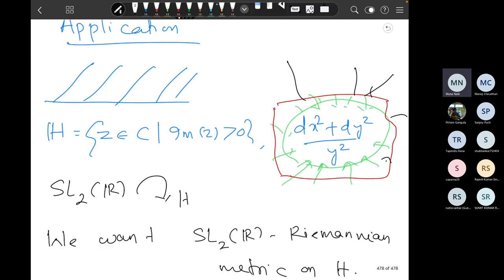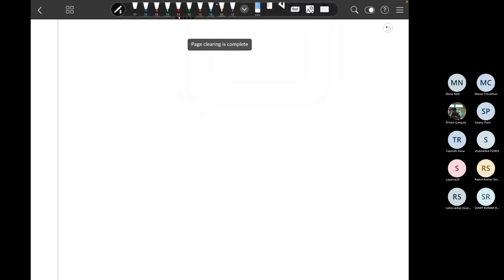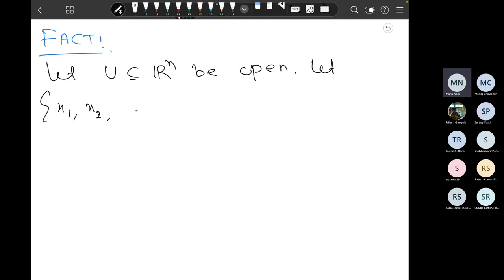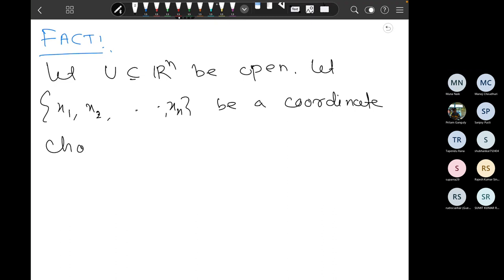For that, I need to clarify something, so let us do those things first. The first fact is something like this. Let U, a subset of R^n, be open. Since this is open, it is a smooth manifold. Let x1, x2, ..., xn be a coordinate chart on U.